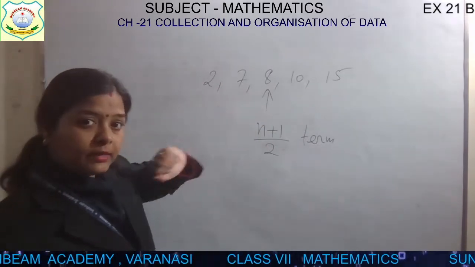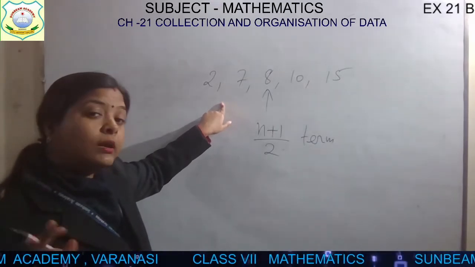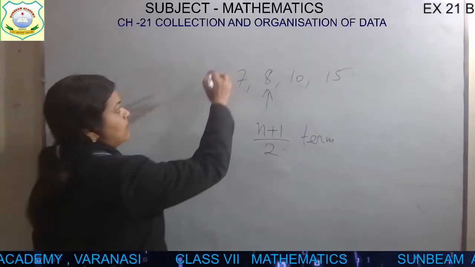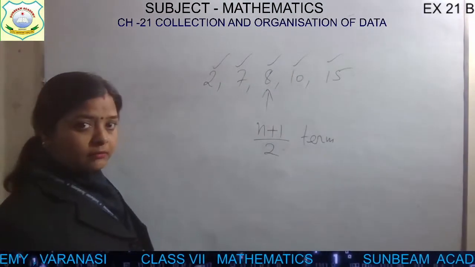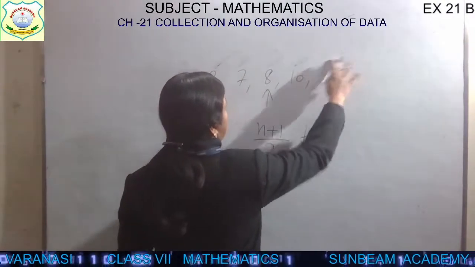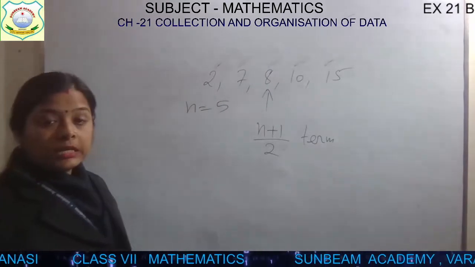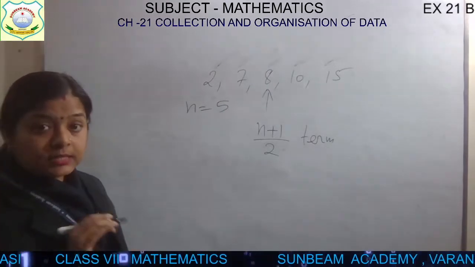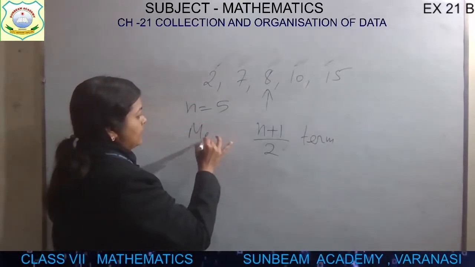After that, if the observations given to you were odd numbers. How many numbers are there? 1, 2, 3, 4 and 5. Total 5 numbers are with us. So the number of observations is 5, and it is what? It is odd. It is odd times. So we will apply this formula for finding the median.